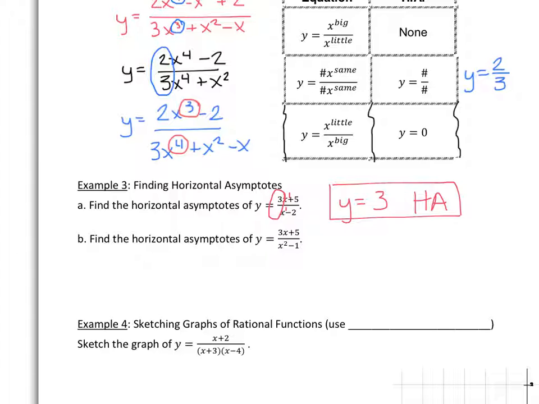Next one, same or different? They are different. This one's a 1. The one below is a 2, which means it's little over big. So what is the horizontal asymptote? Y equals 0.